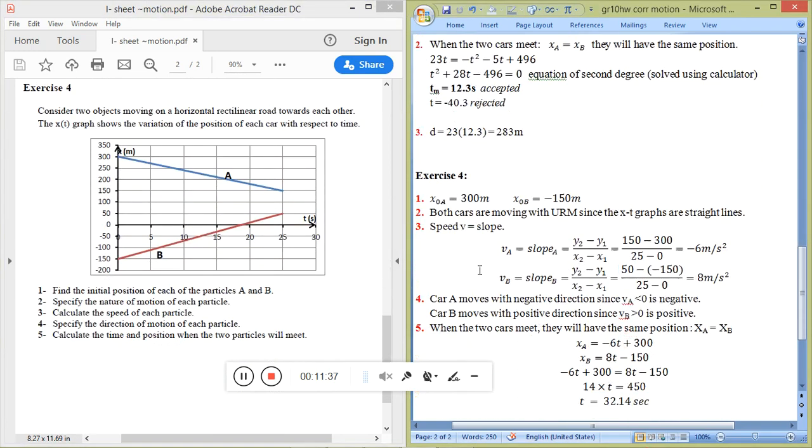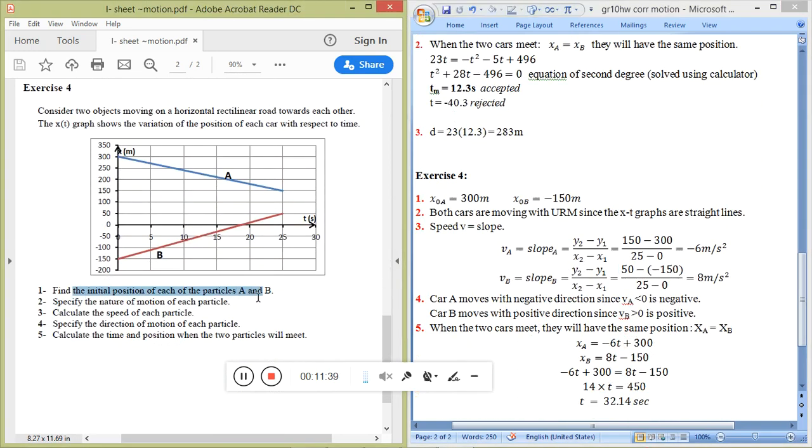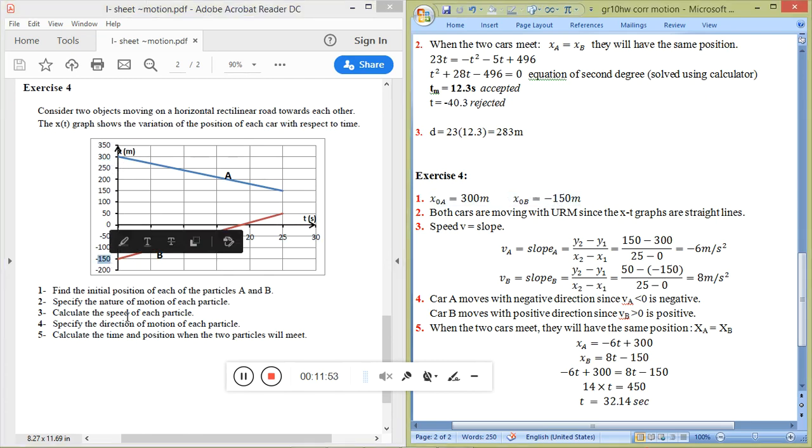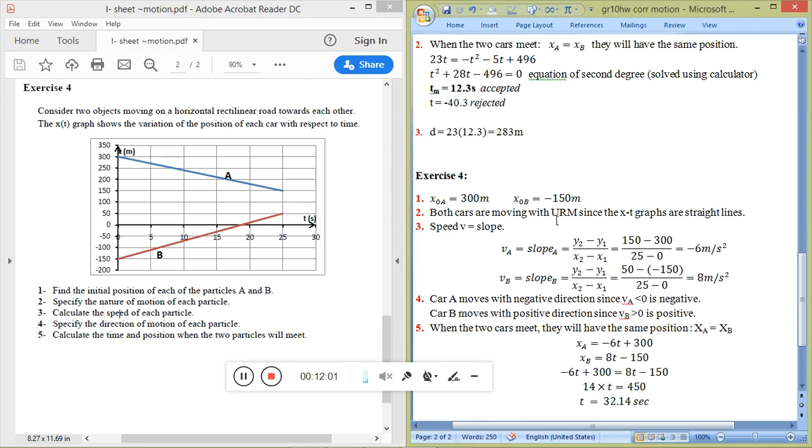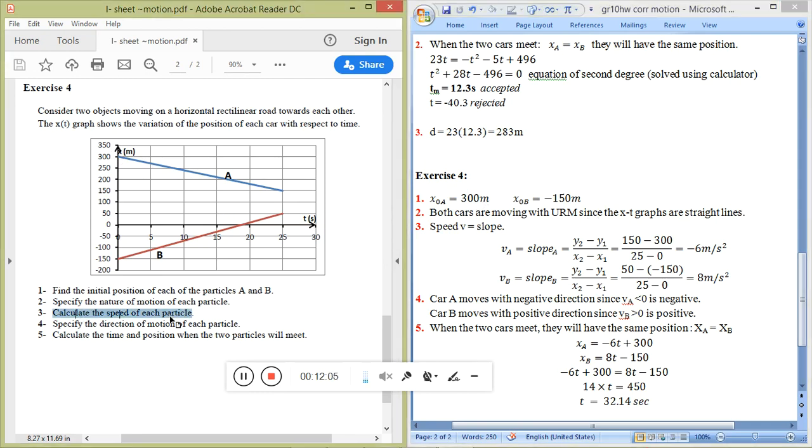Last question. Find the initial position for each particle A and B. So this is the xt graph. The initial position is the position of the particle at time 0. At time 0, A was at 300 and B was at -150 meters. Specify the nature of motion since it's an xt graph. Straight line xt graph, it's URM. So both cars are moving with URM since the xt graphs are straight lines. Calculate the speed of each particle.